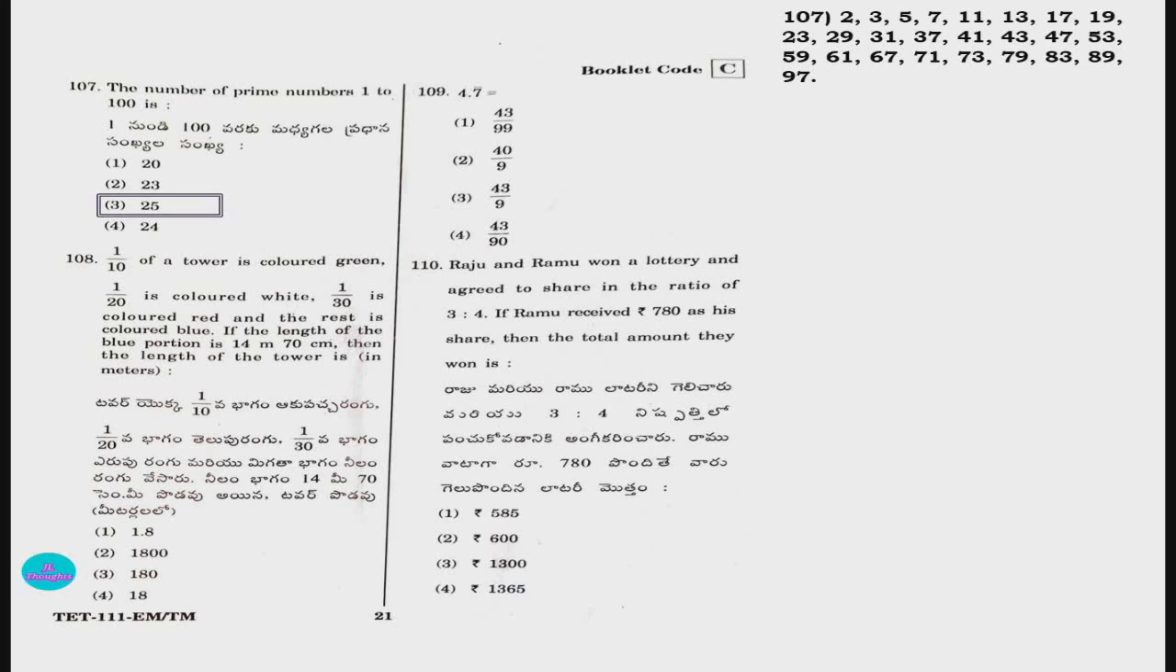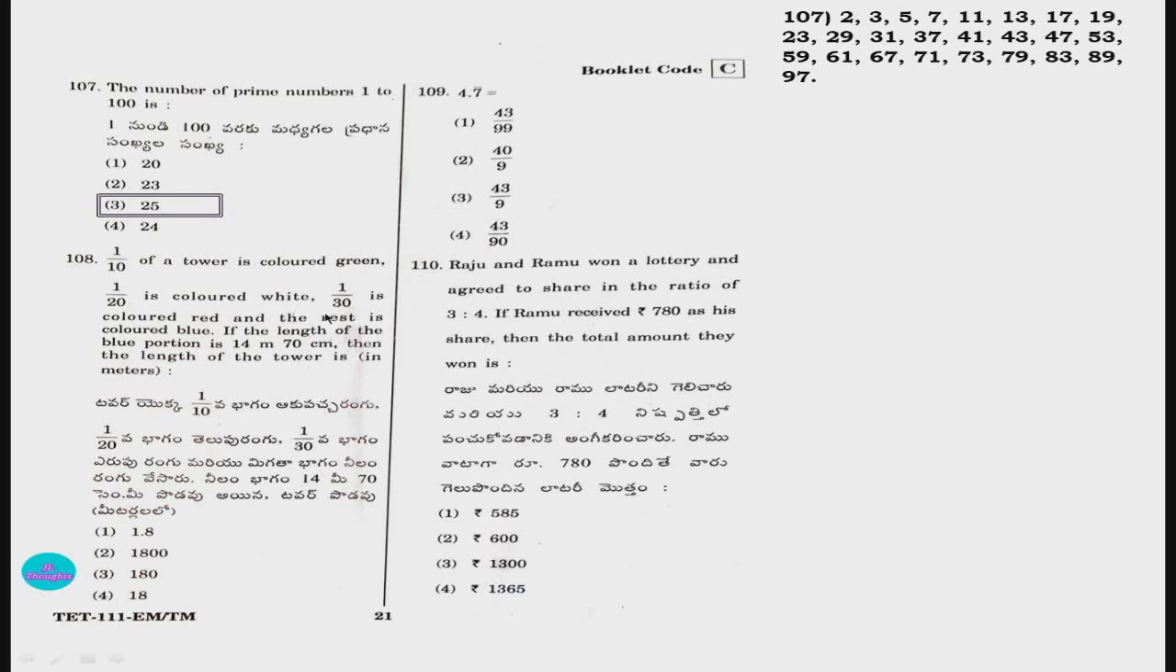Now 108. 1 by 10 of a tower is colored green, 1/20 is colored white, 1/30 is colored red, and the rest is colored blue. Now if a tower is there, in that 1/10th part is colored green, 1/20th part is colored white, 1/30th part is colored red, and the rest part which is there is fully colored blue. And the length of the blue portion is given as 14 meters 70 centimeters. Then the length of the tower is.